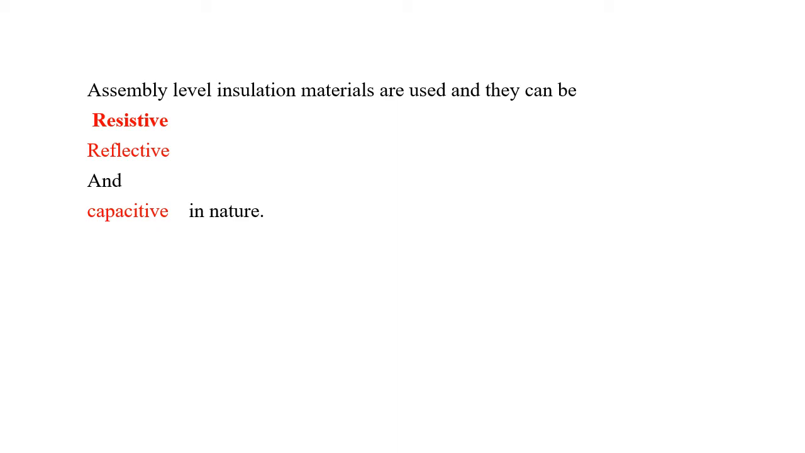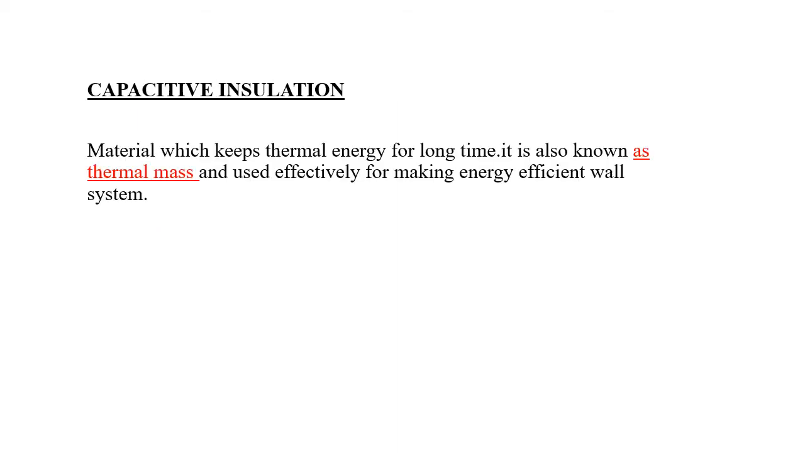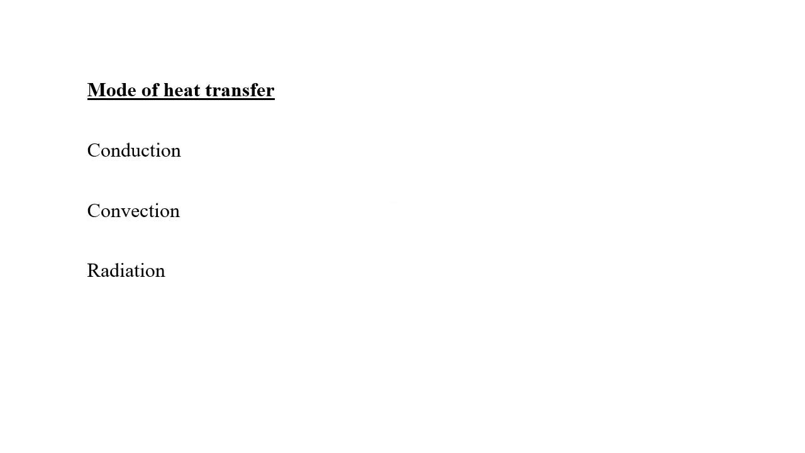Now, if we talk about assembly level insulation materials, those materials are resistive, reflective and capacitive in nature. Capacitive insulation is material which keeps thermal energy for a long time, and it is also known as thermal mass. So thermal mass is actually a capacitive insulation which has the capacity to hold heat for a long period. And now quickly we will discuss the modes of heat transfer. As you already know, conduction, convection and radiation are the main forms of heat transfer in a building.